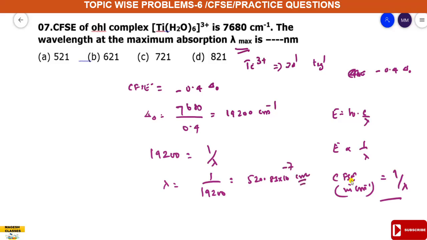In meters, this is equal to 520.83 into 10 to the power of minus 9 meter. Centimeter is converted into meter. So this is equal to 520.83 nanometer. In nanometers, the value is 520.83, so it is close to A. Your answer is A.